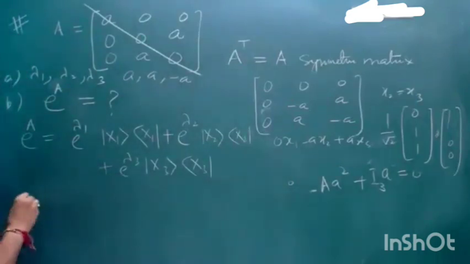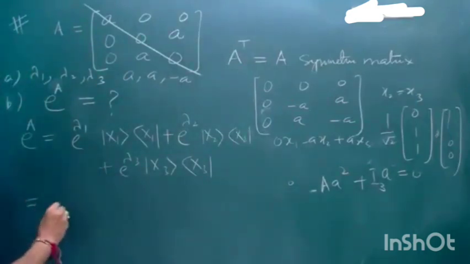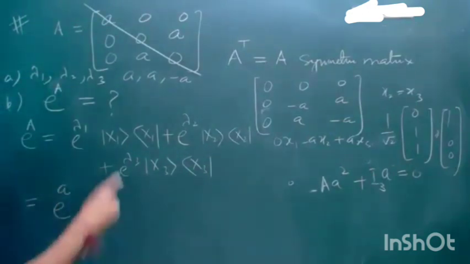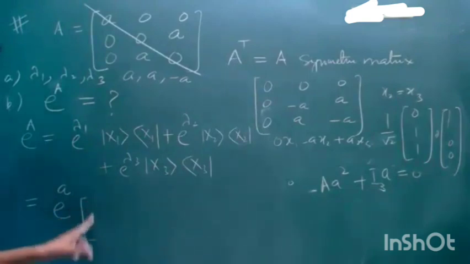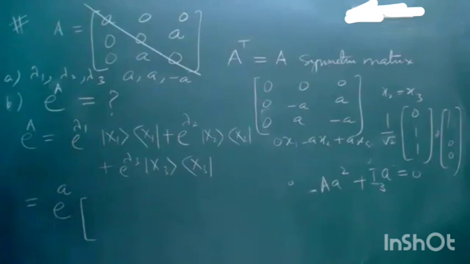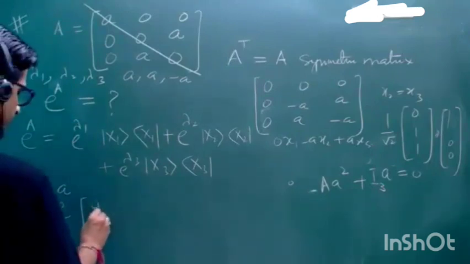So the first one is e to the power a, and the multiplication of eigenvectors. So that will give, here we should have 3 cross 1, 3 cross 1. What was the vector here, tell me once again? 0 1 minus 1.